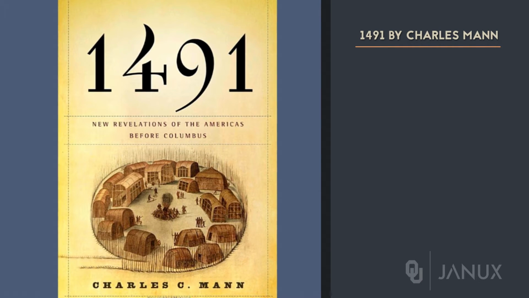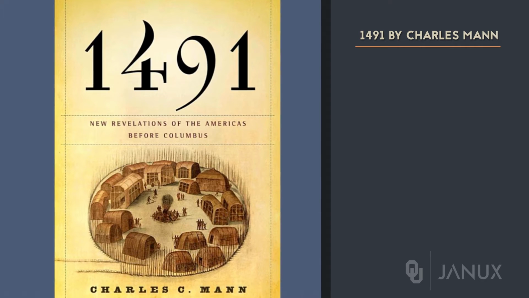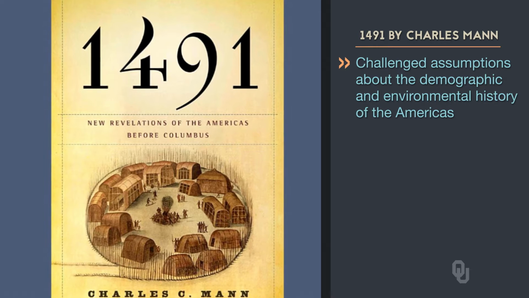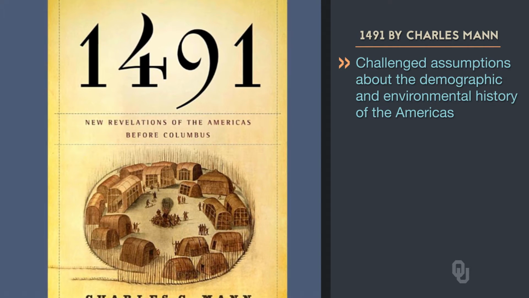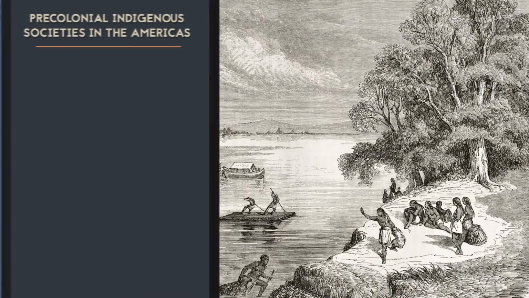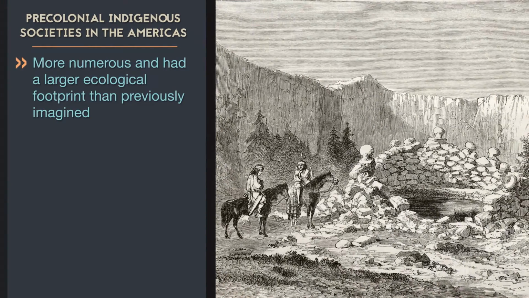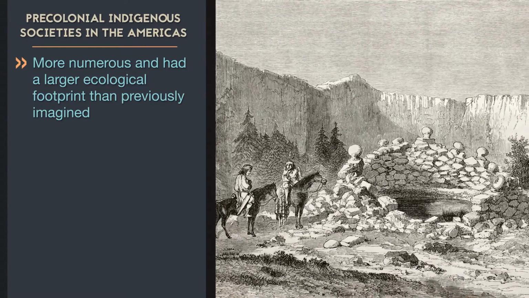In 1491, Mann, a science writer, discusses controversial scientific findings that have challenged prevailing assumptions about the demographic and environmental history of the Americas. To make a long story short, it increasingly appears that the pre-colonial indigenous populations of the Americas were much more numerous and had a much larger ecological footprint than previously imagined.